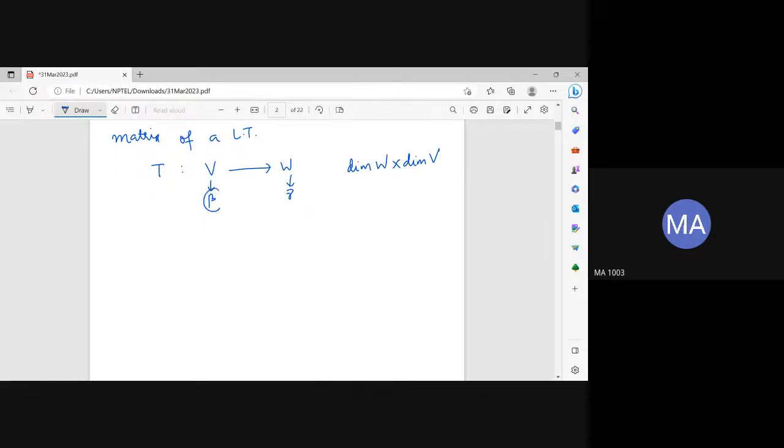So you'll pick all the basis elements for the domain, find their images. So say V1, V2, Vn or something. You'll find the image of each of the basis elements for the domain using the transformation and express it in terms of the basis for the codomain. Yeah, this will be in terms of gamma. So all the coefficients that you get, you will put as the first column of the matrix.